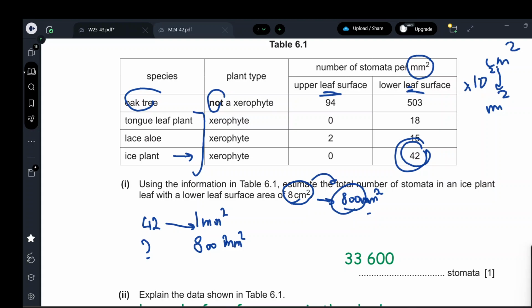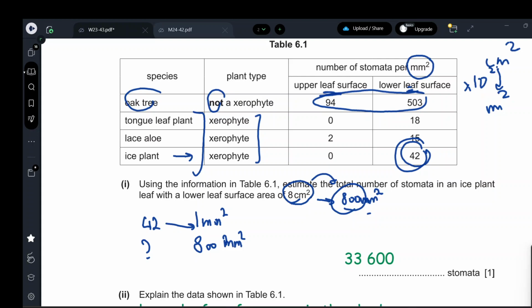Explain the data shown in the table. The oak tree, which is not a xerophyte, has more number of stomata, while all the xerophytes have a lower number of stomata. So, less stomata overall. Okay, why? To reduce transpiration.